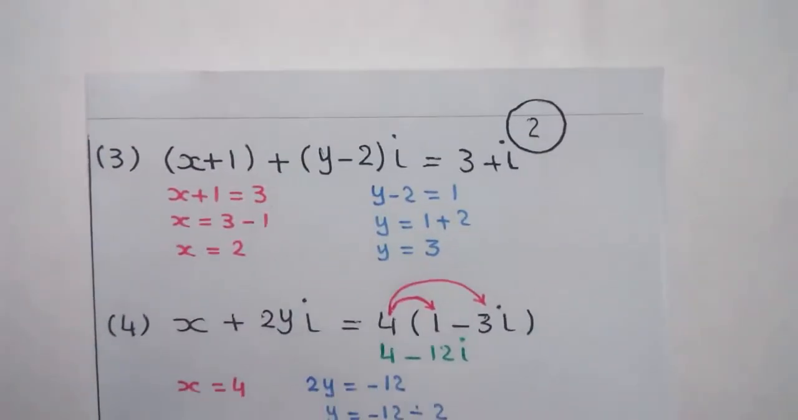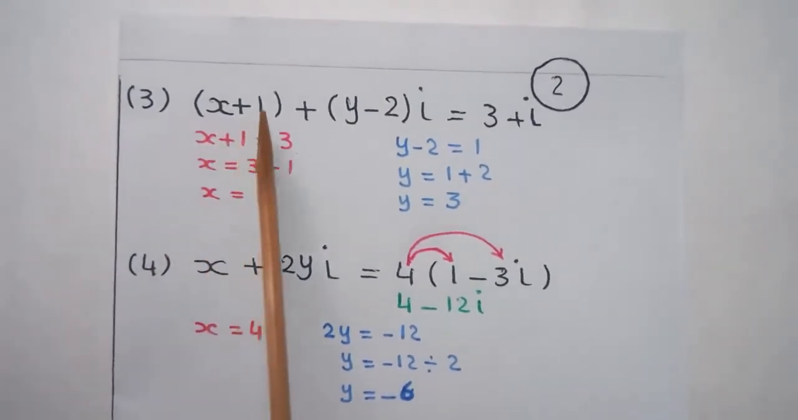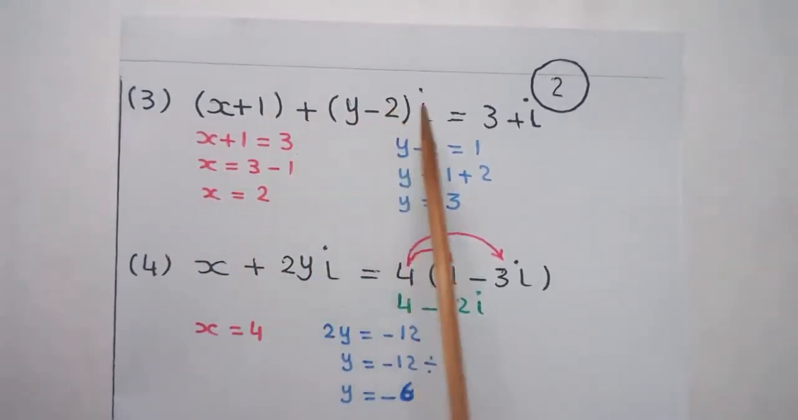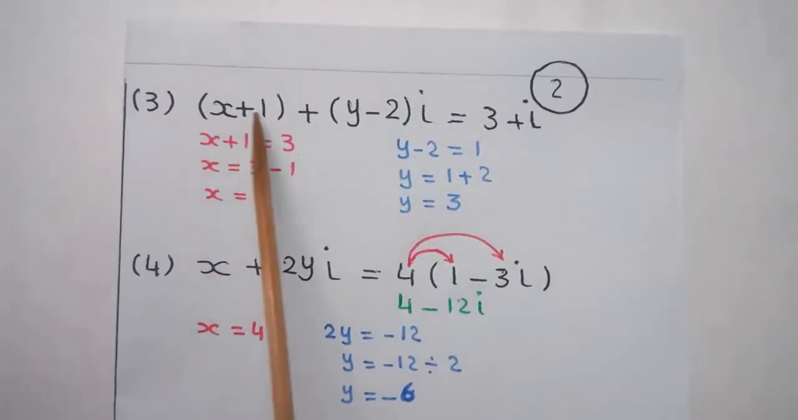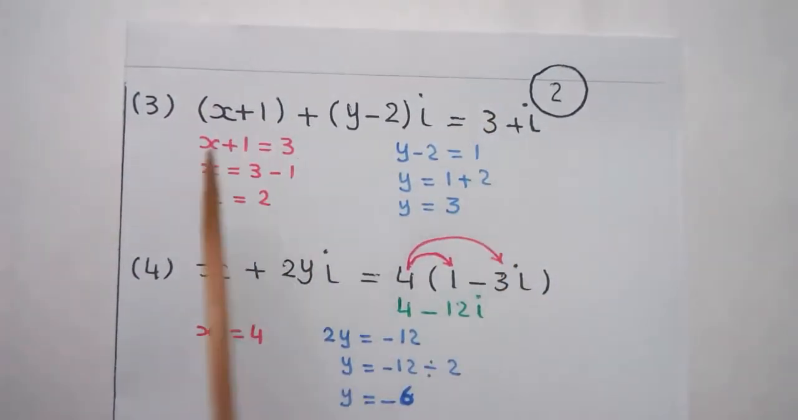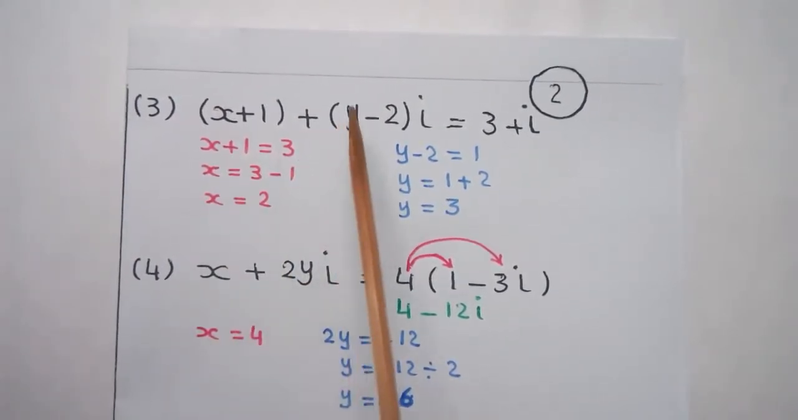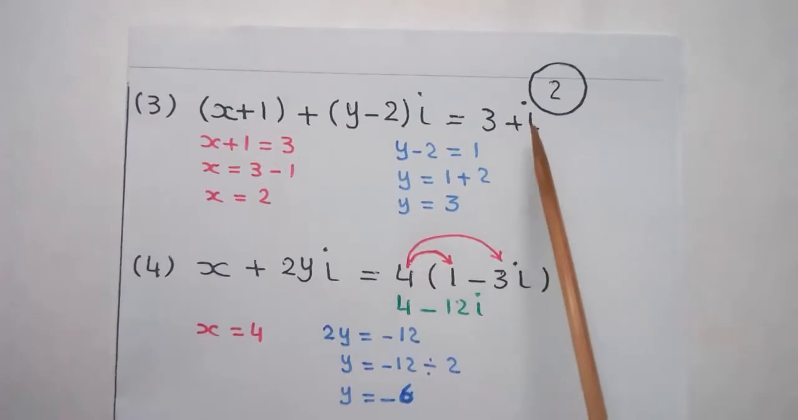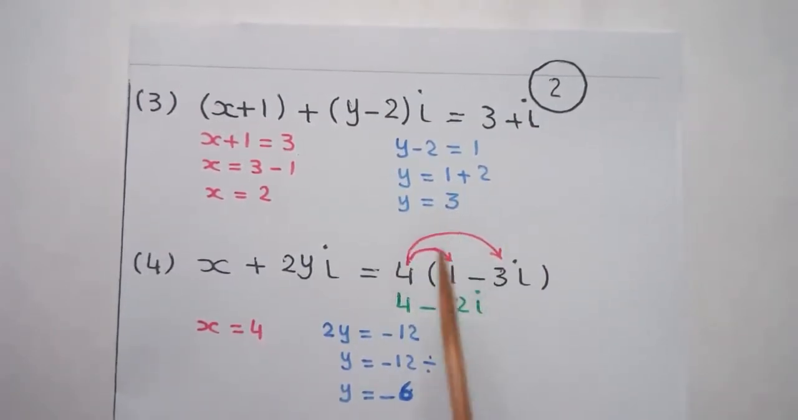Another example. x plus 1 plus y minus 2i equals 3 plus i. يبقى x plus 1 equals 3, يبقى x equals 3 minus 1, x equal 2. y minus 2 equal 1, يبقى y equal 1 plus 2, y equal 3.